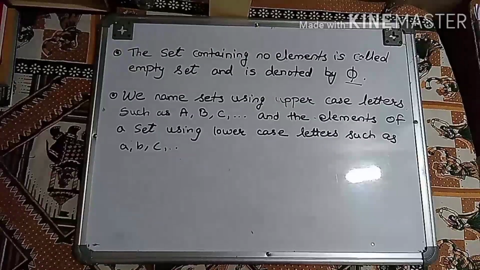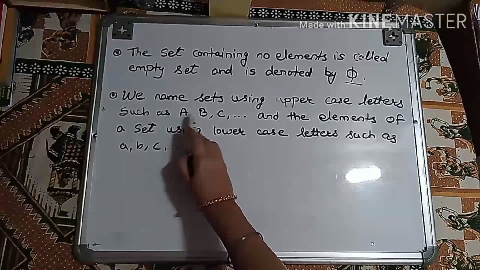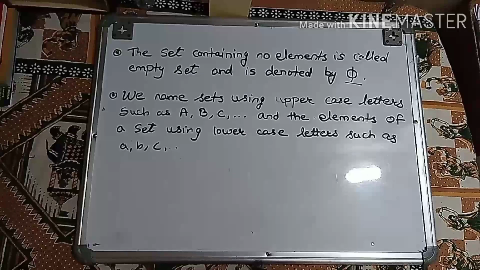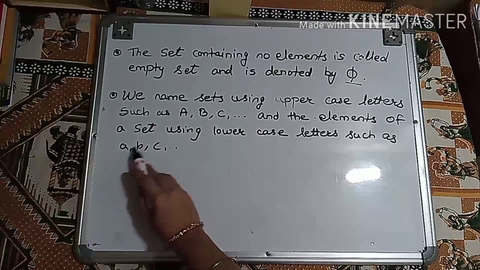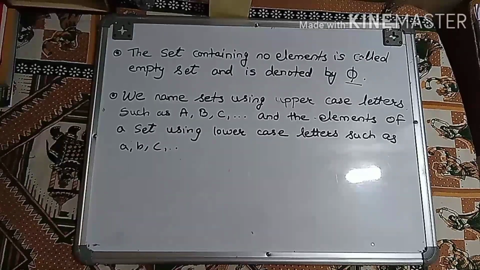The set containing no elements is called empty set and is denoted by phi. We name sets using uppercase letters such as capital A, B, C and so on, and the elements of a set using lowercase letters such as small a, b, c and so on.